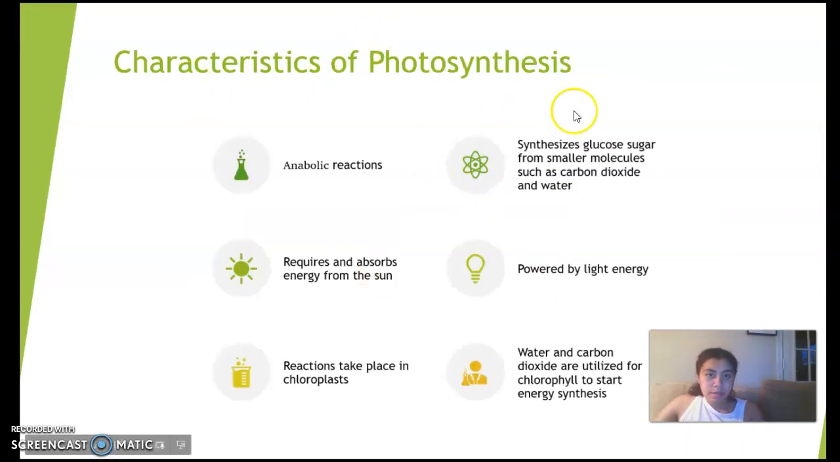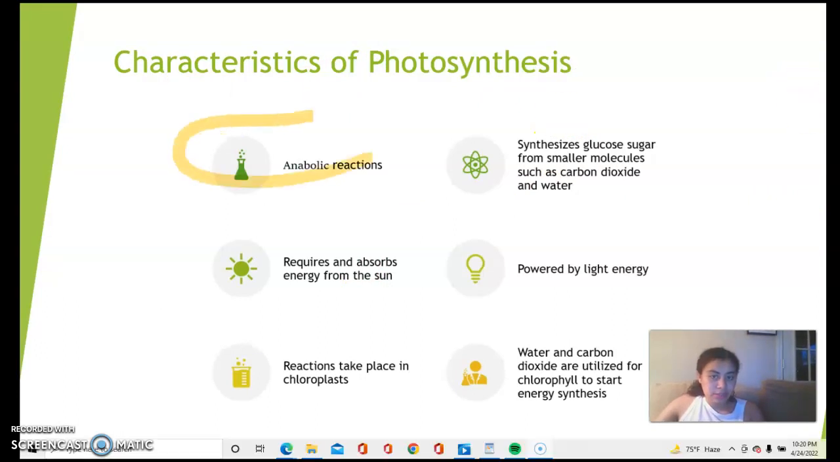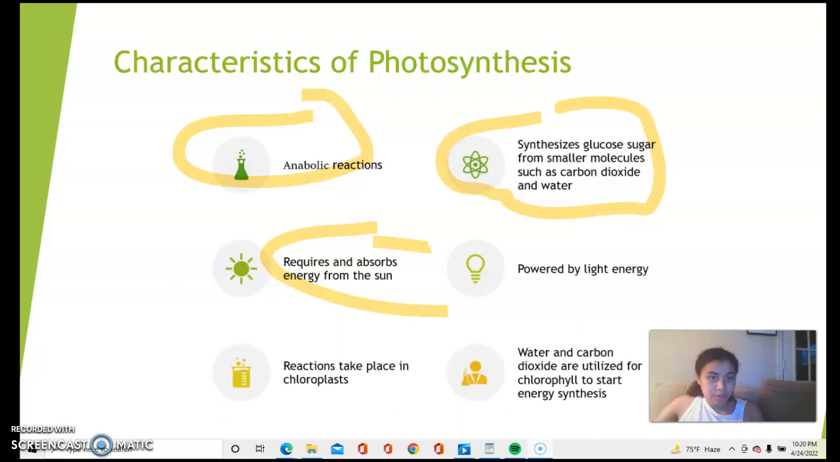Now, we'll talk about the characteristics of photosynthesis and what it means. As you can see, it's an anabolic reaction, so that means it builds molecules. It'll require energy from the sun, and to do that, it will synthesize glucose sugar from smaller molecules, like carbon dioxide and water.